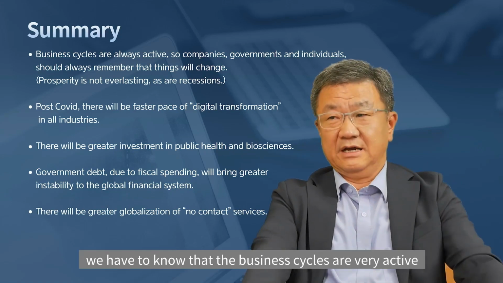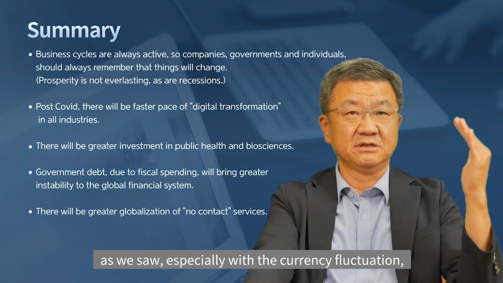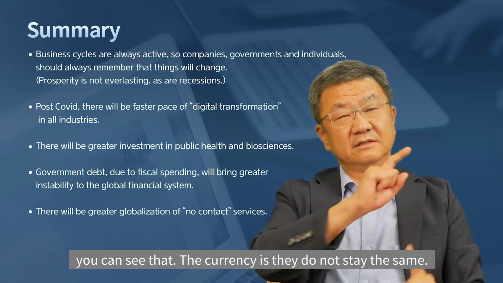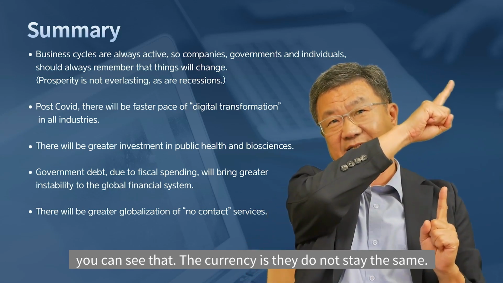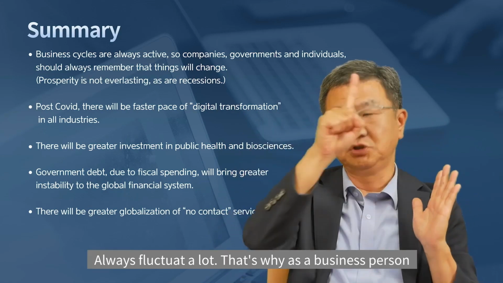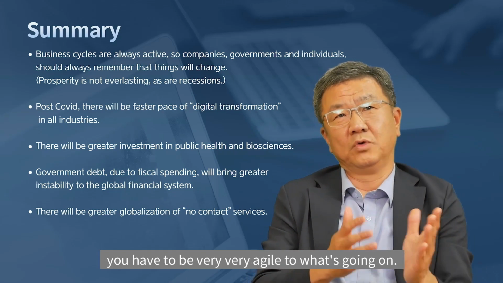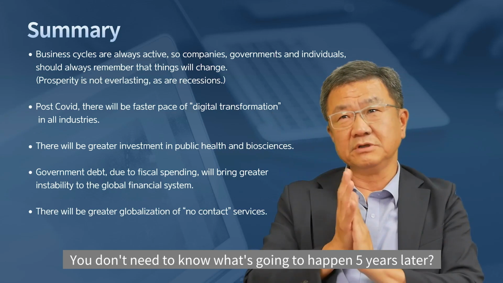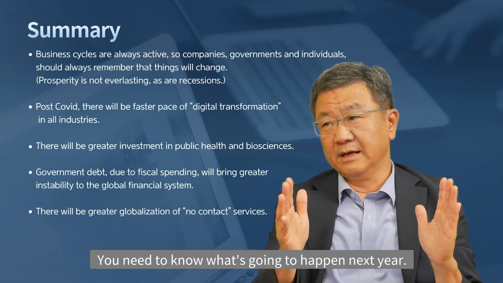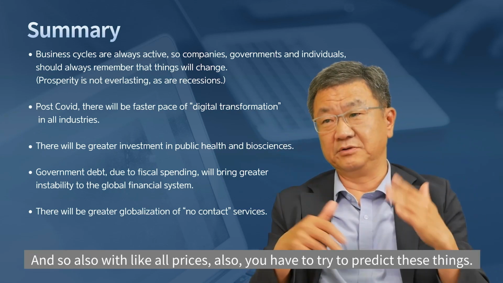So as a summary, we have to know that the business cycles are very active. As we saw, especially with the currency fluctuation, you can see that currencies do not stay the same. They do not increase continuously or decrease. They always fluctuate a lot. That's why as a business person, you have to be very, very agile to what's going on. You don't need to know what's going to happen 5 years later. You need to know what's going to happen next year. Okay. And also with oil prices, you have to try to predict these things.